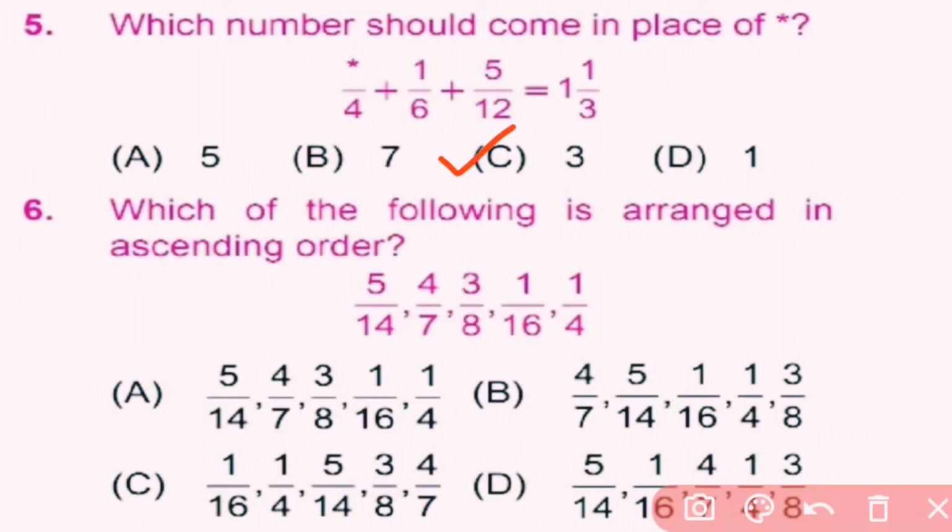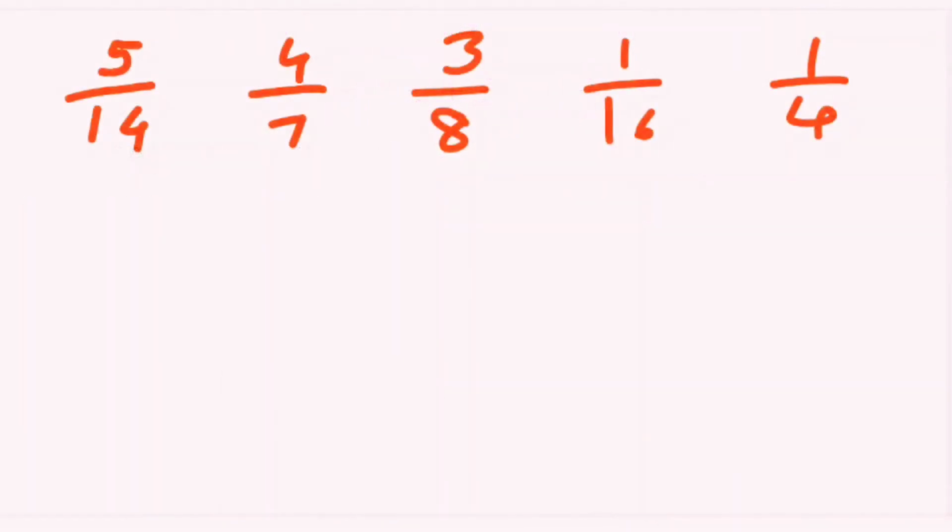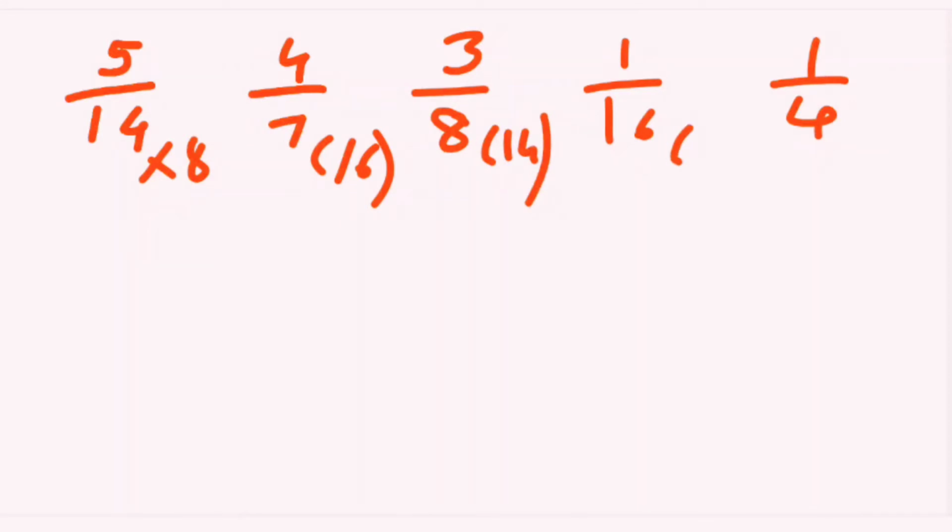Question number 6. Which of the following is arranged in ascending order? So here we have to arrange this in ascending order. So we have to find out their LCM first. The LCM is 112. So here both numerator and denominator we multiply by 8 to make the denominator 112. Here by 16, here by 14, here by 7 and here by 28.